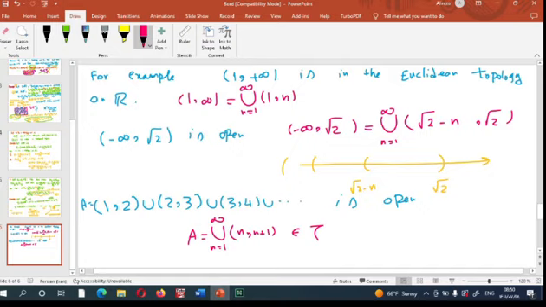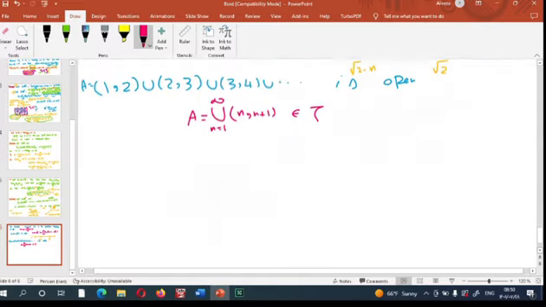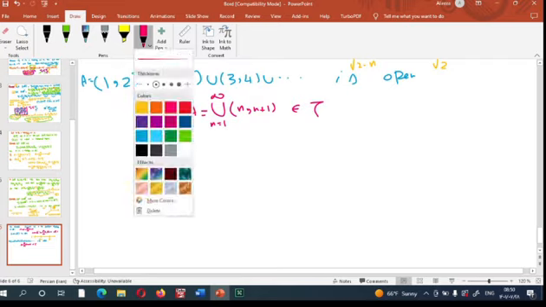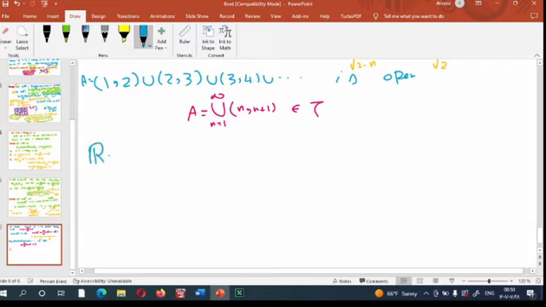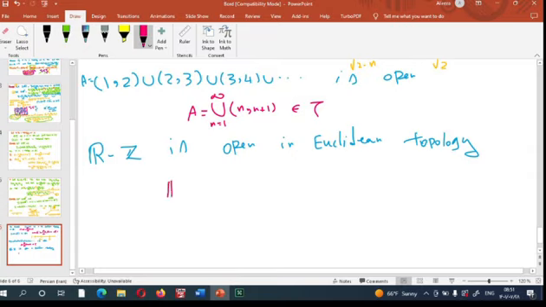So this set is open. Or, for example, this set, R minus Z, real numbers minus integers, is open in Euclidean topology, because this is very nice, because this set equals this union.